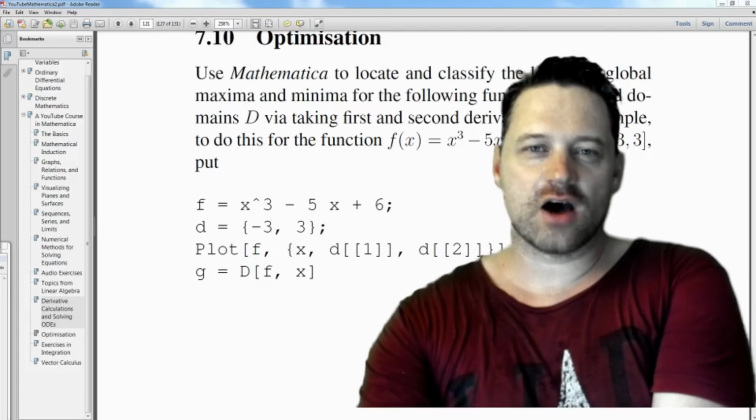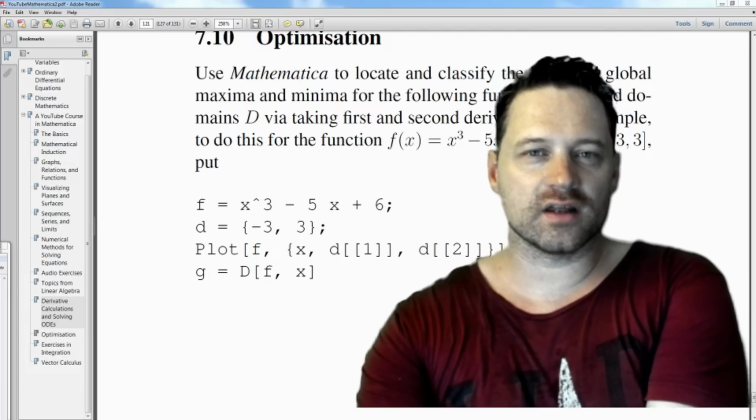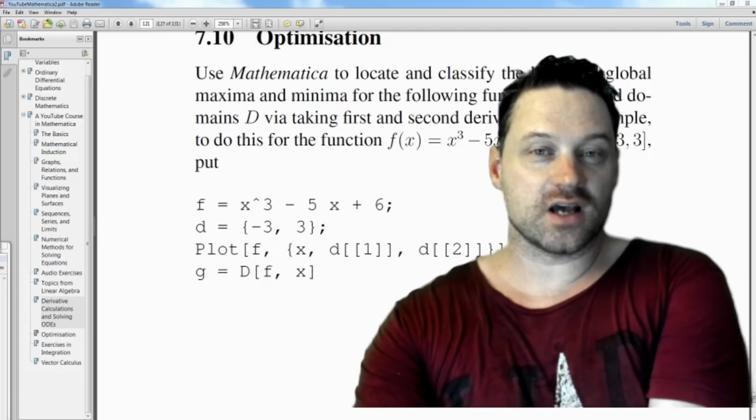Would you like to know how to find the maximum and minimum values of a function of one variable within a domain? If so, stay tuned.